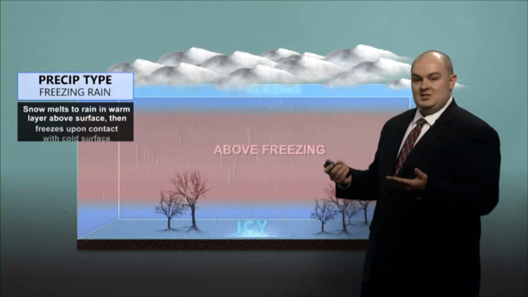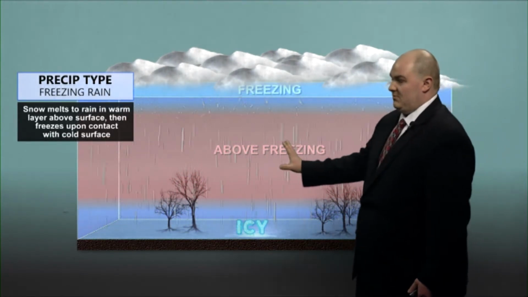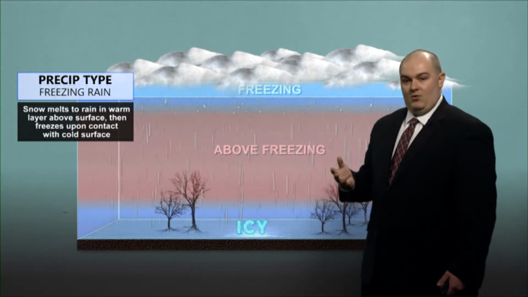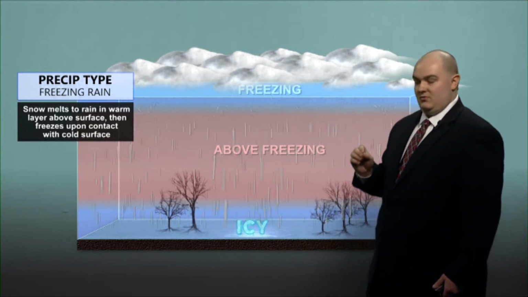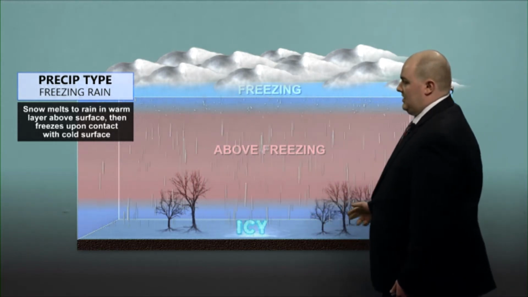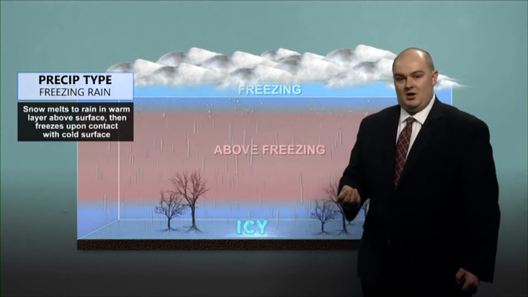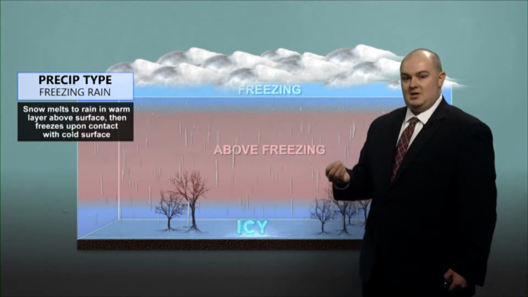Now, the next type is freezing rain. Again, it still falls as a snowflake, but it's going to hit a warm layer, and it's still relatively warm, where it will get a full melt. It won't be any partial melt. It will fully melt to a raindrop. Now, as it hits the surface, it is below freezing, 32 or below, right here at the surface. And as soon as that raindrop hits the surface, it will freeze on contact.